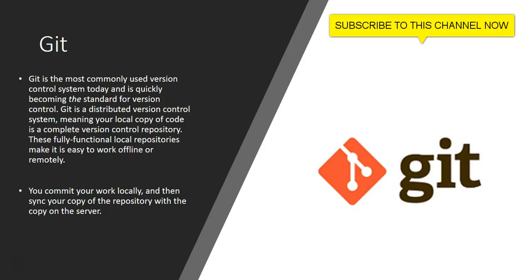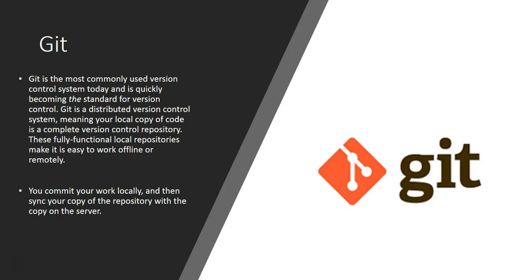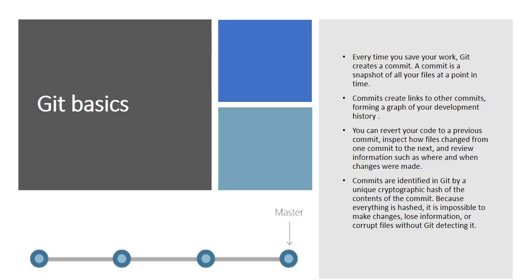Git is a distributed version control system, meaning your local copy of the code is a complete version control repository. So you make changes offline, and when you want to commit the change to the server, deployment, or the test branch, I will let you know what the branch is. You commit your work locally and then sync your copy of the repository with the copy on the server. So you are making changes into your code offline, and you can easily connect with the server while deploying a newer version of your code to your Git repository.